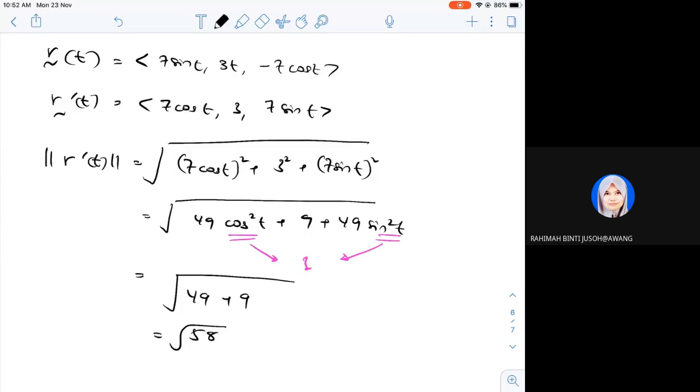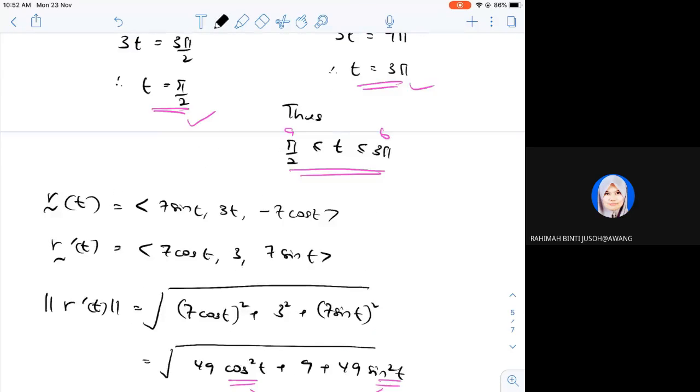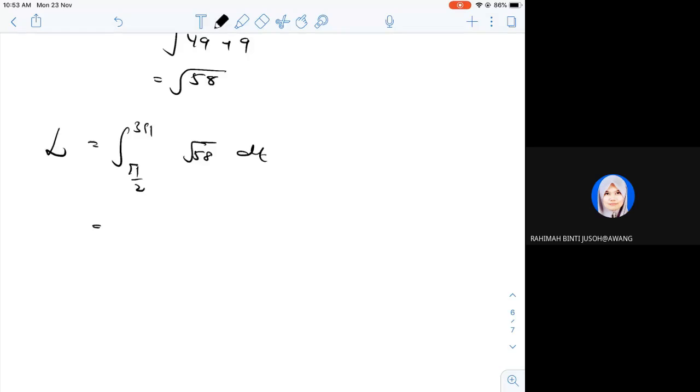Therefore, we can straight away find the arc length, which equals the integral from where to where? From pi over 2 until 3 pi, because we have the interval just now. So from pi over 2 until 3 pi, multiply by the magnitude of r'(t), so square root of 58 dt.